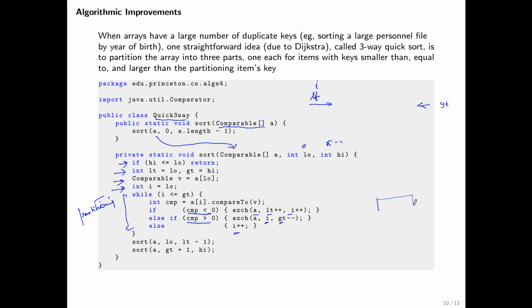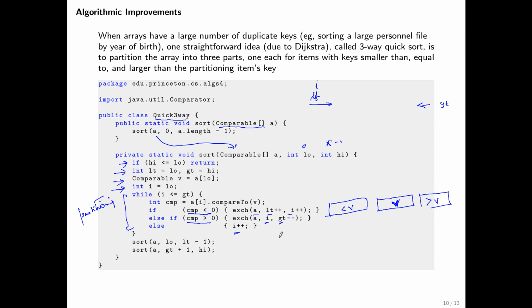Once this while loop is done, what we have is something like this. We have created 3 partitions of the input array. The middle partition has the pivot element V, so every value here is equal to the pivot. To the left, we have values that are less than the pivot, and this partition here has values that are greater than the pivot. That's what is done by this while loop.